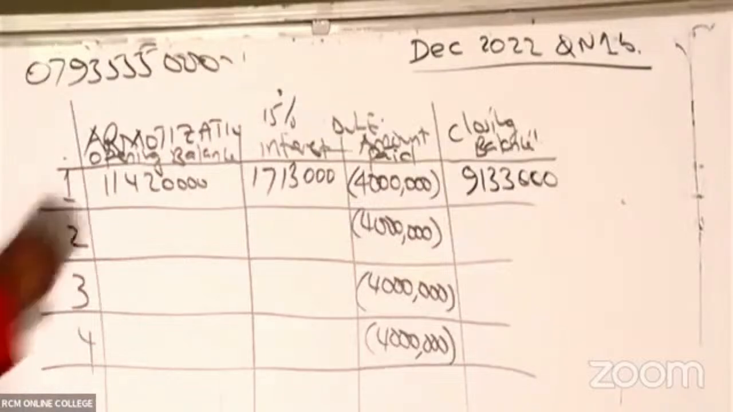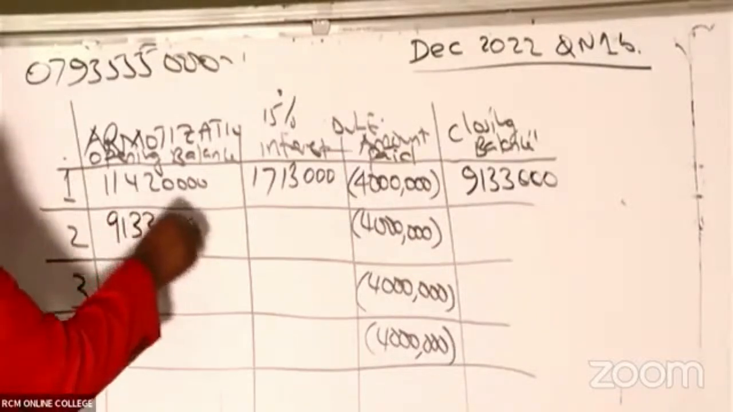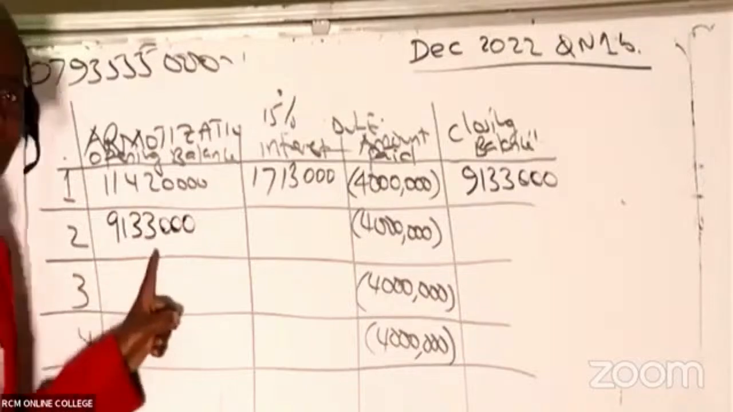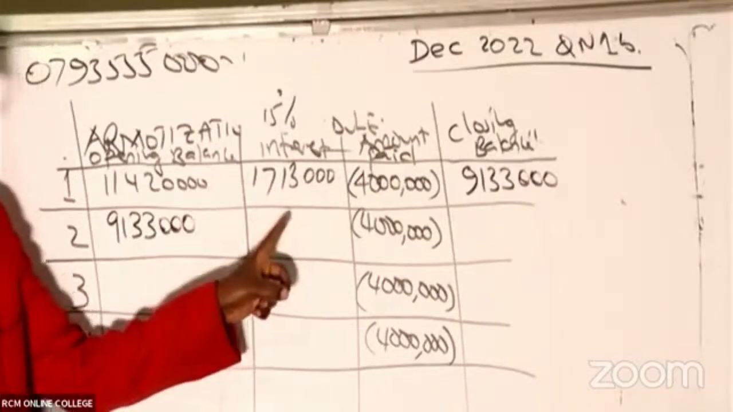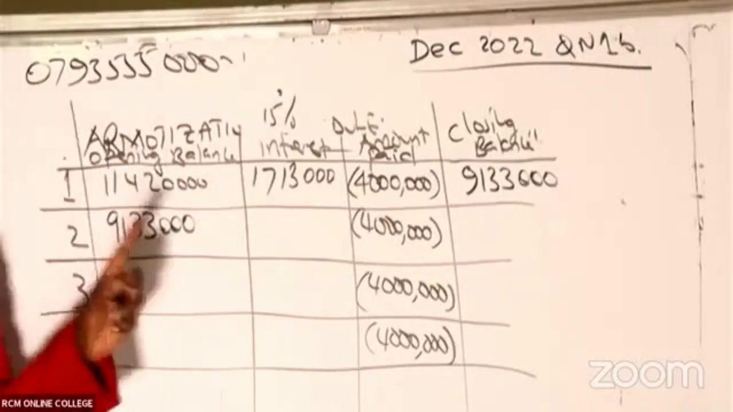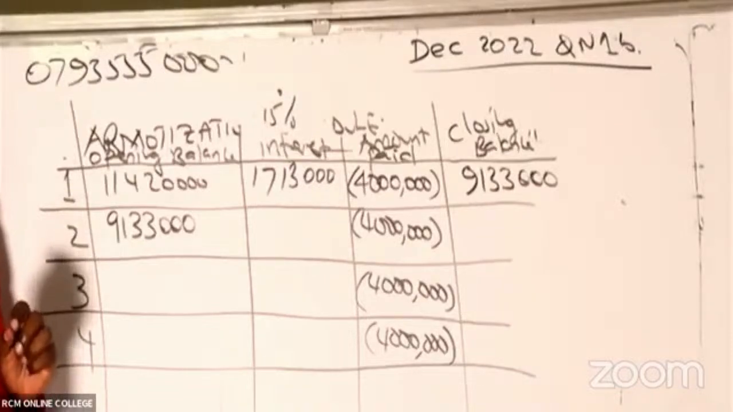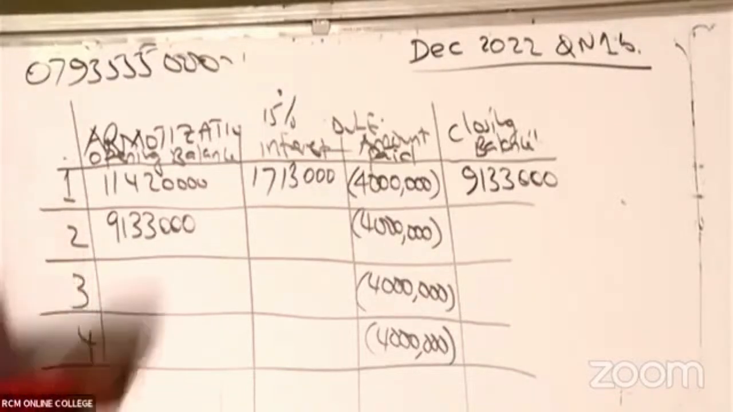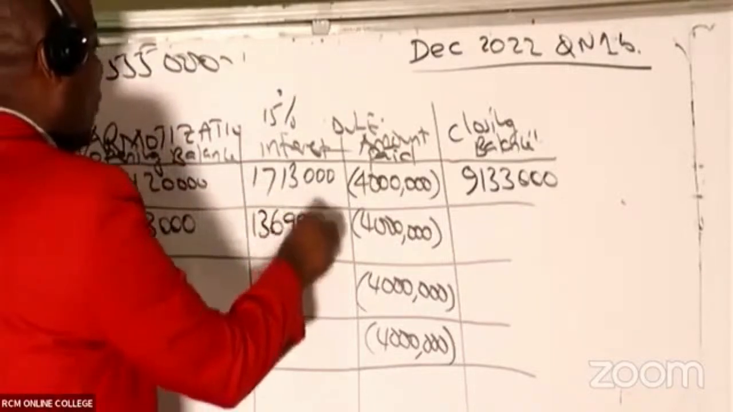So then here we have 91,33,000. Please let it earn interest at the rate of 15%. So we have here 136, 99, 50.